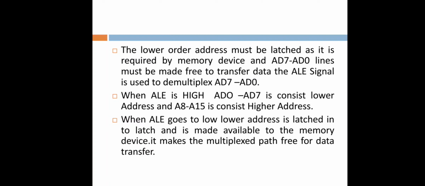When ALE is high, AD0 to AD7 carries the lower order address and A8 to A15 carries the higher order address. So we decode our address, and when the ALE pin becomes low, we fetch the data from this location. At that time the data bus comes into the picture, and we fetch the data from that location. Thank you.